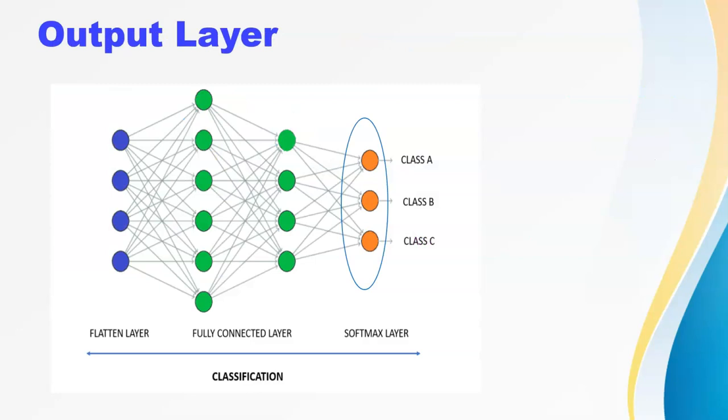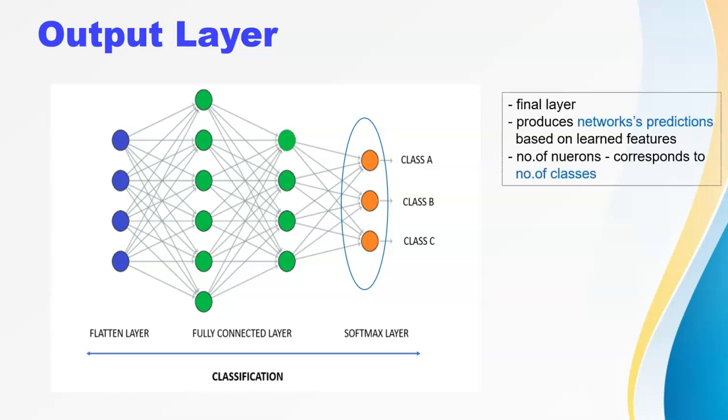Next, let us move on to the output layer. The final layer of the CNN is the output layer, which produces the network's prediction based on the learned features. The number of neurons in this layer corresponds to the number of classes. So in this example, there are 3 classes A, B, C. Therefore, there are 3 neurons at the output layer.